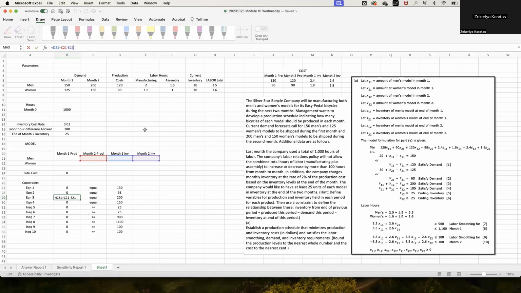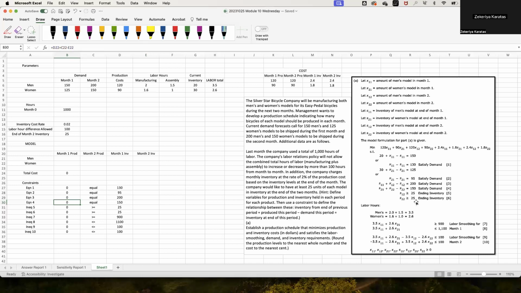And in a similar way, if you go to equation 4 for the women's bike, which is 150, demand is 150 for it in month 2, you have something similar. So that's like first month's inventory, whatever we left over from first month, plus the production minus the inventory should give me 150. So it's kind of like month 2 inventory, here's the leftovers from month 2. So that means that's subtracted. So that should give me 150, right?